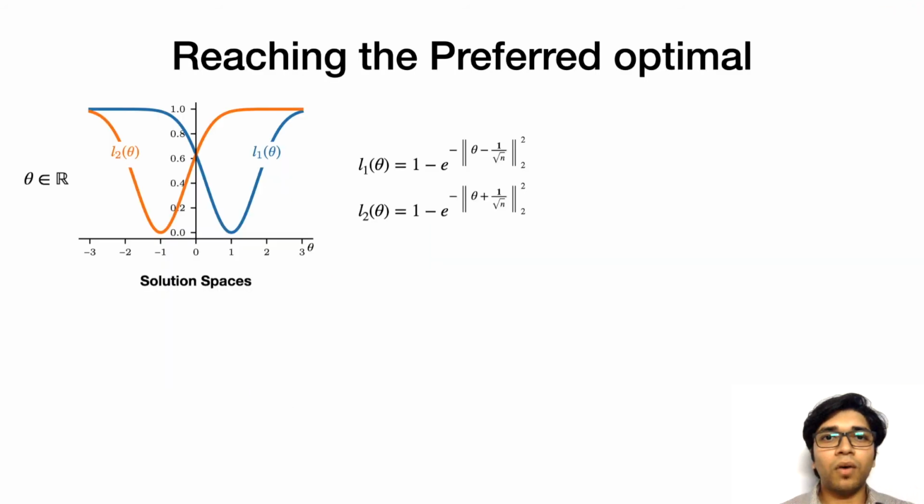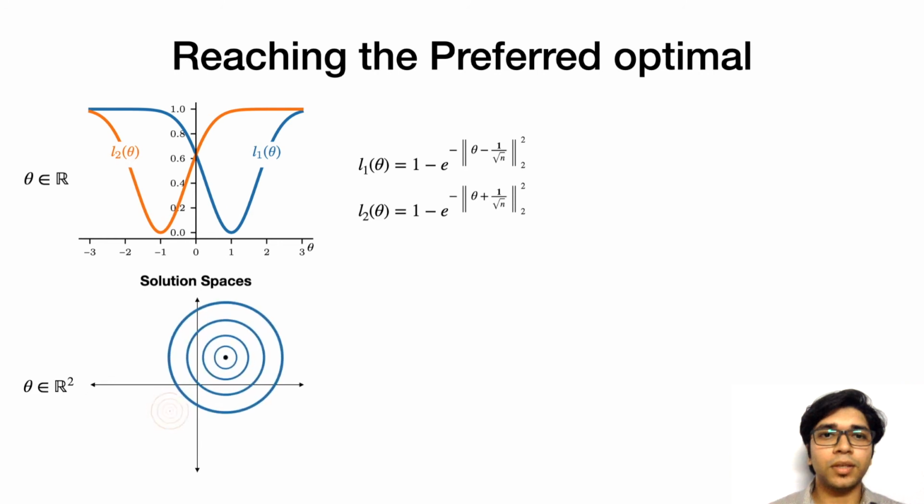Let's see how our algorithm reaches the preferred optimal point. Here I use the same toy experiment with two objectives, which I showed in the beginning. This figure shows how both of them vary in the case of a one-dimensional solution space. In the 2D case, this is how the losses grow isotropically. Similarly, in higher dimensions as well.